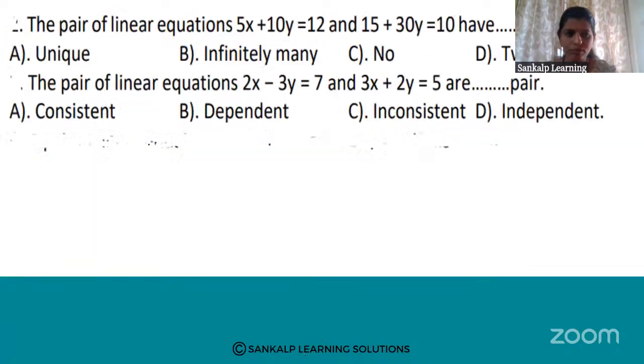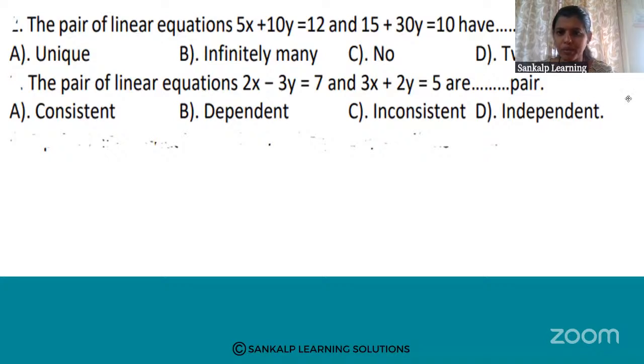Next. What we should know is when lines are coincident, when lines are parallel, when lines intersect; when it is consistent, when it is dependent, or when it is inconsistent. That much we should know. Or when lines have unique solutions, infinitely many solutions, and no solutions. Okay. Pair of linear equations 5x plus 10y is equal to 12 and 15x plus 3y is equal to 10 have dash solutions. This is 15x. Okay, 15x it is.